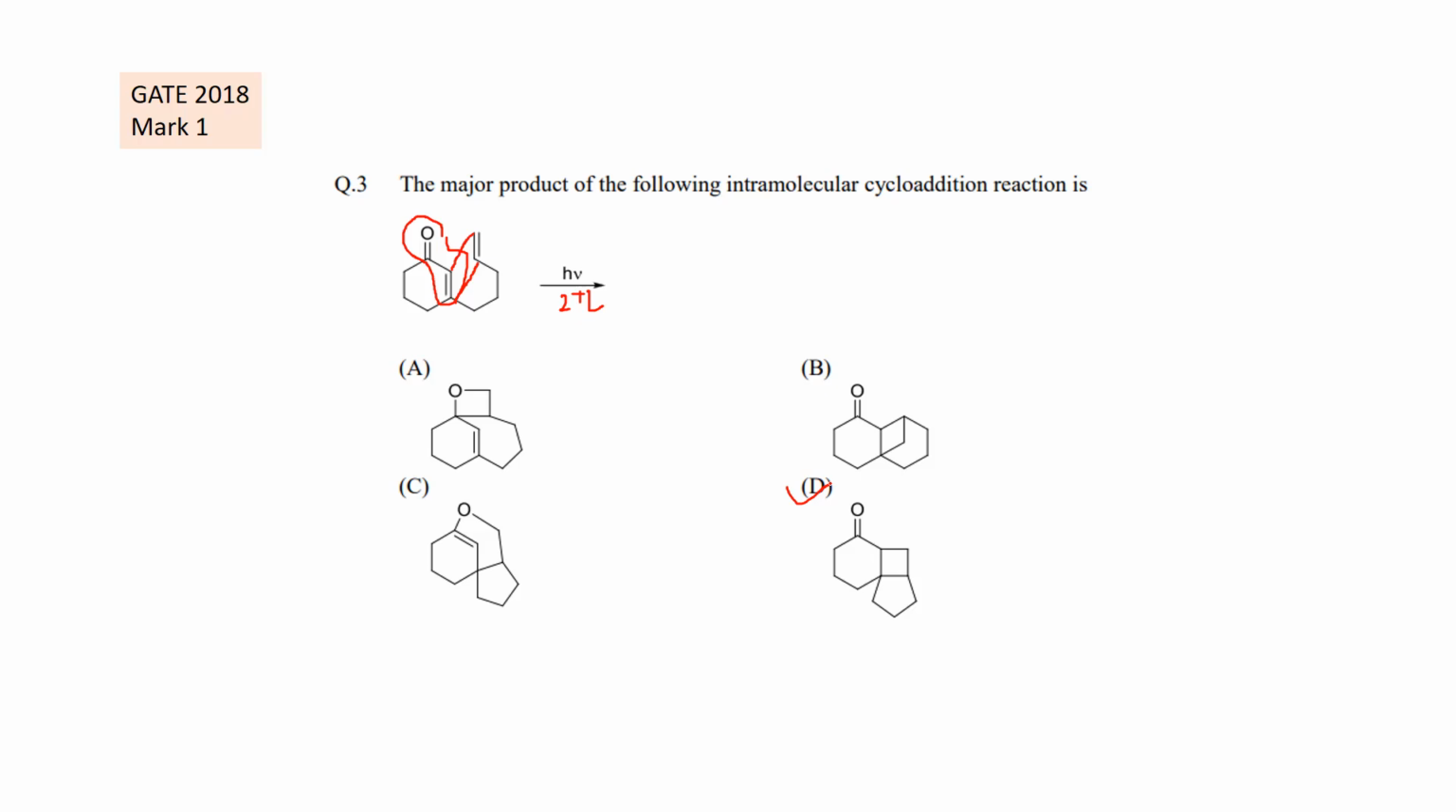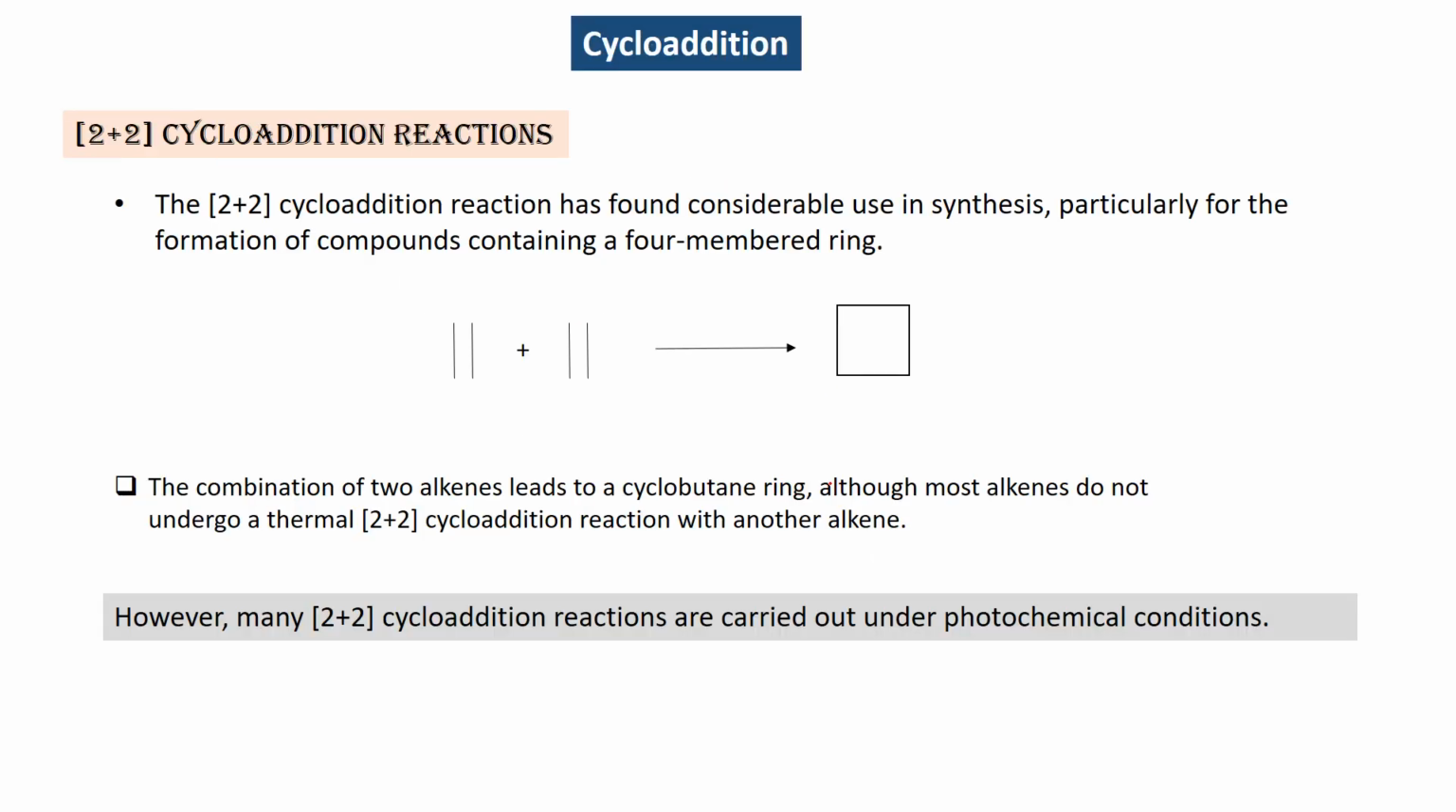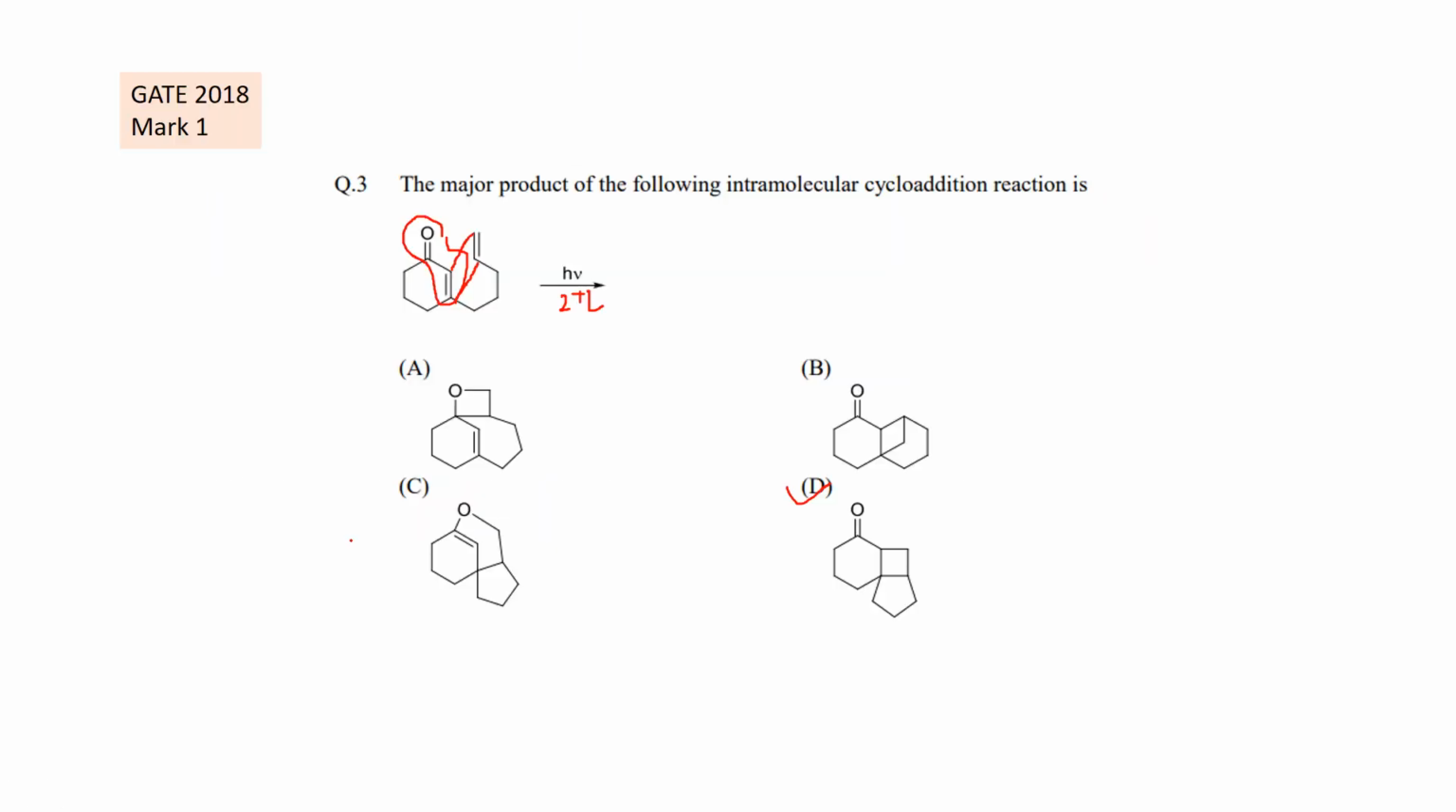So our correct option will be option D. Here you have seen that I have mentioned this top line: usually most alkenes do not undergo thermal 2+2 cycloaddition, but under photochemical conditions they can take part in a cycloaddition reaction, and alpha beta unsaturated double bonds are prone to do that, so it will proceed in this way. Okay.